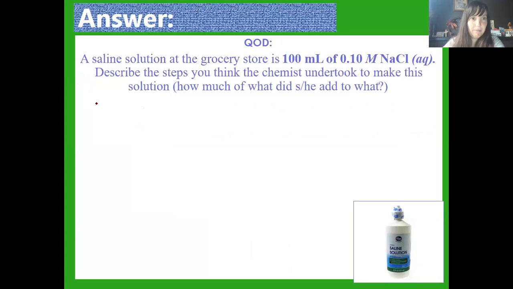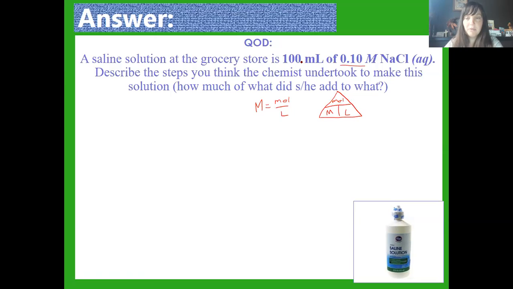So I'm going to remember my molarity equation. Molarity equals moles per liter, or if you like the magic triangle, molarity is moles per liter. There we go. So we know the molarity, we know the liters. We're trying to solve for moles. So the molarity here is 0.1.